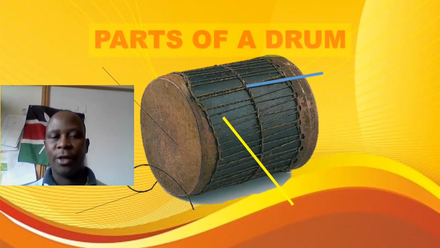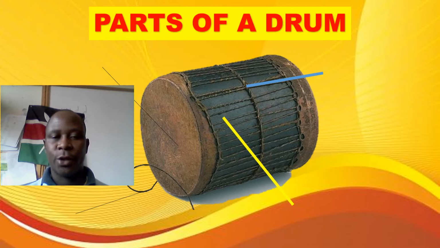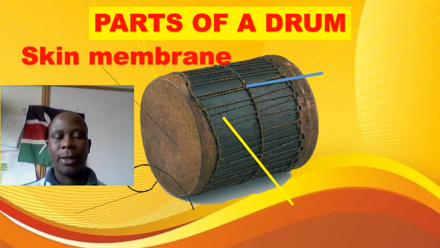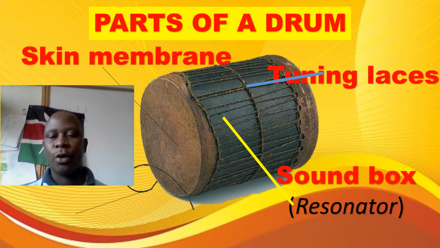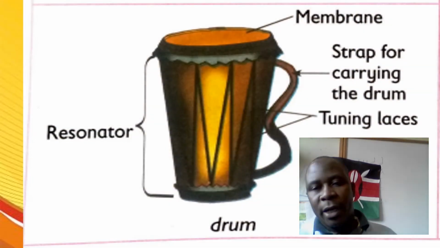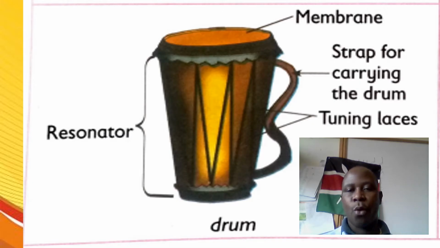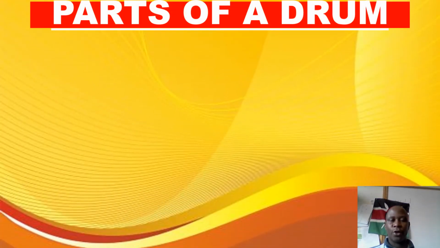Let's look at the parts of a drum. Number one, we look at skin membrane, tuning laces, sound box or resonator. This is the sound box or resonator. Then we have the sling, then we have also membrane, sling for carrying the drum, tuning laces, and the parts of a drum.